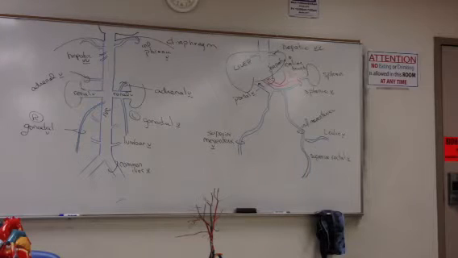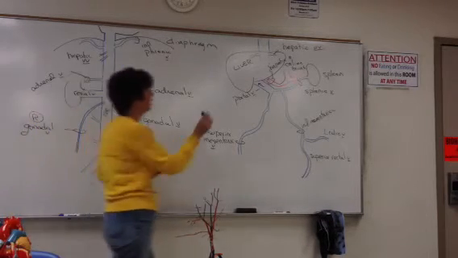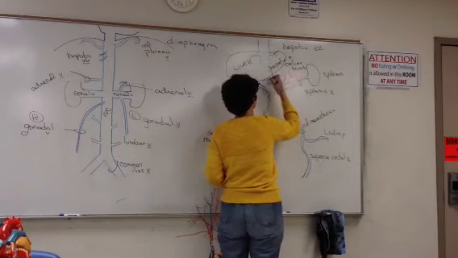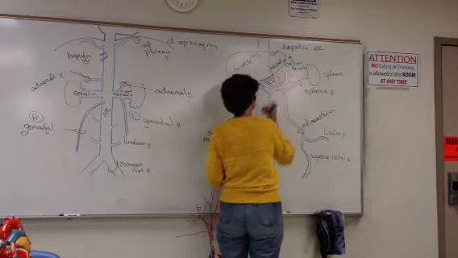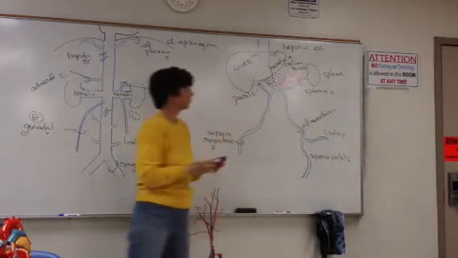So if I were to say, trace a drop of blood from the heart to the stomach, well, I have to put the stomach back. Gastric arteries kind of form a loop along and come in here. Those are the gastric arteries.